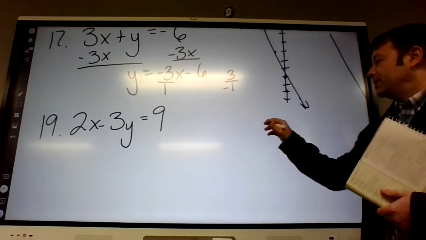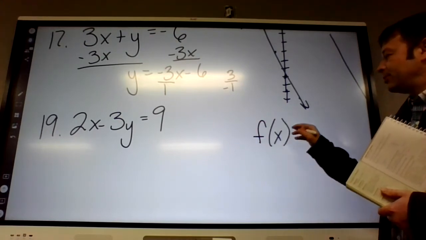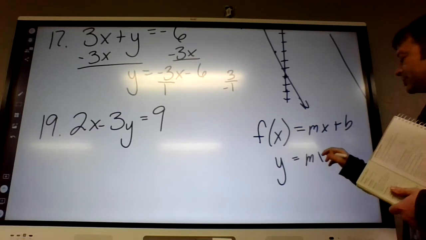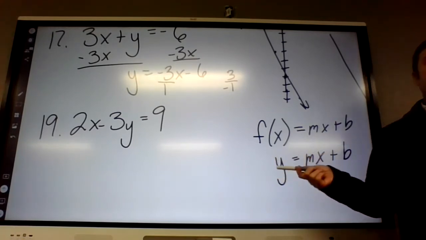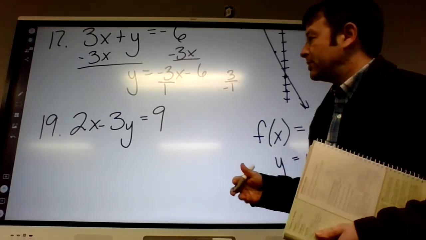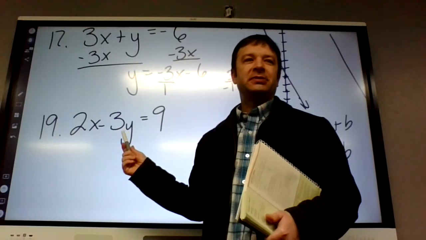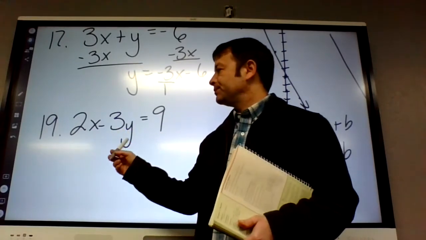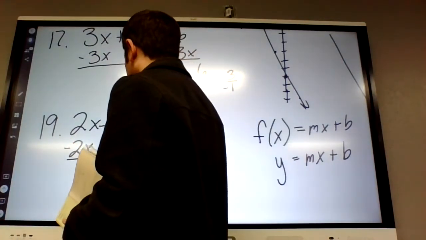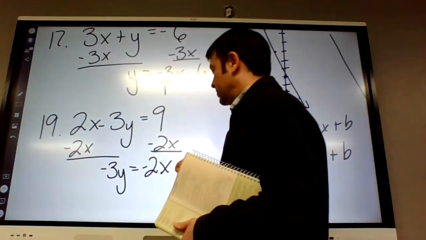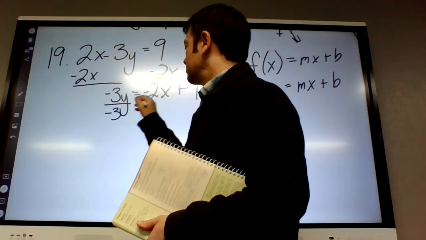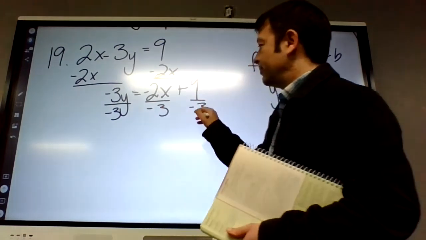What does that mean? Function form is kind of like slope-intercept form. Function form is f of x equals mx plus b instead of y equals mx plus b. So all we have to do is solve for y, basically. That's all we're doing. So how would I get y by itself here? Subtract 2x. Okay, then what do we do? Divide by -3 on both sides. Remember when you divide, every term gets divided.